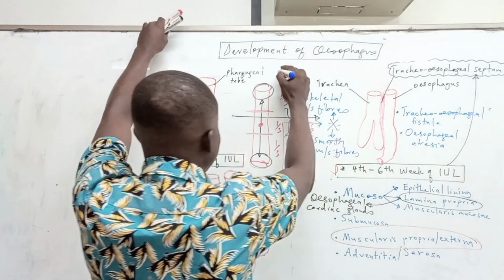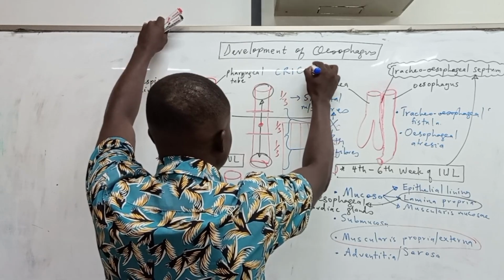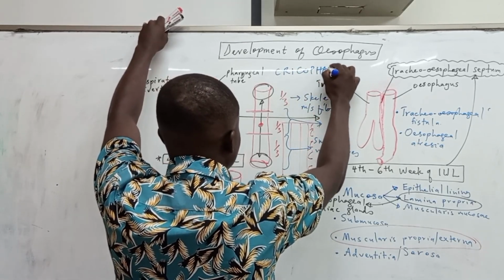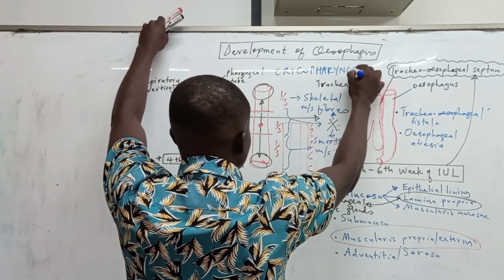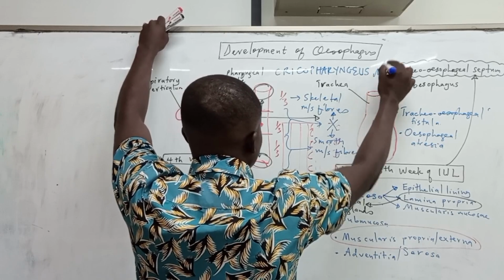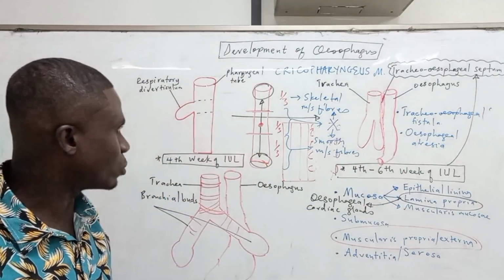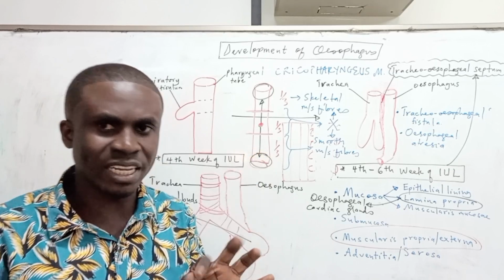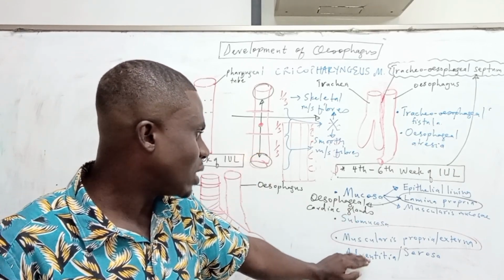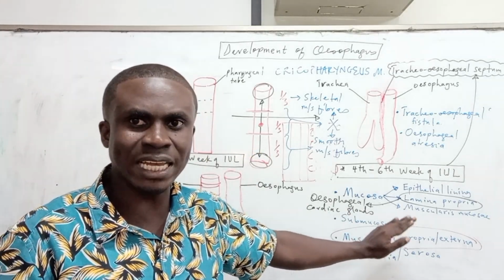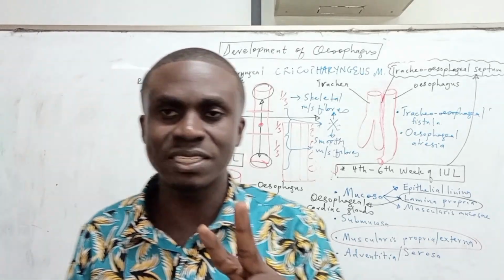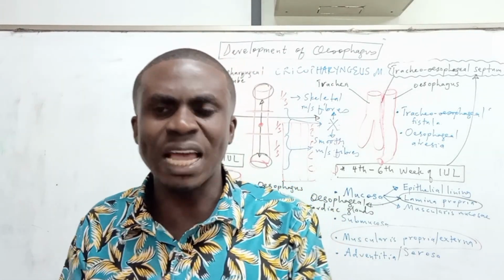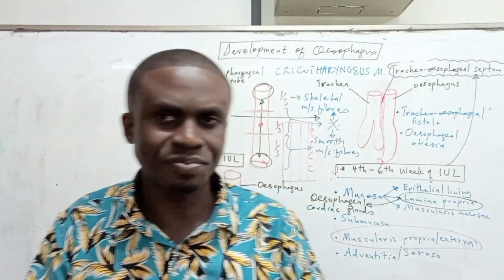And I want you to know that the cricopharyngeus is actually part of the inferior constrictor muscle. And then when I come to the lower oesophageal sphincter, it's due to thickening. Now, if you look at the muscularis propria, muscularis externa, it is present with two layers, inner circular and of course outer longitudinal muscle layers.